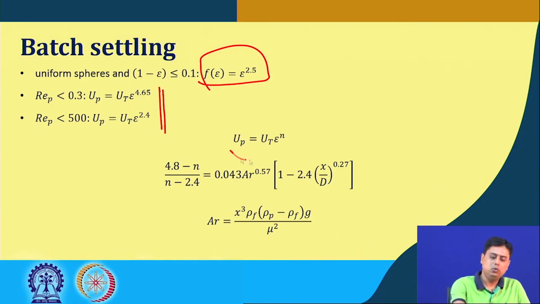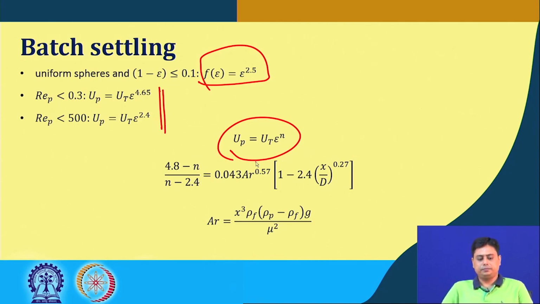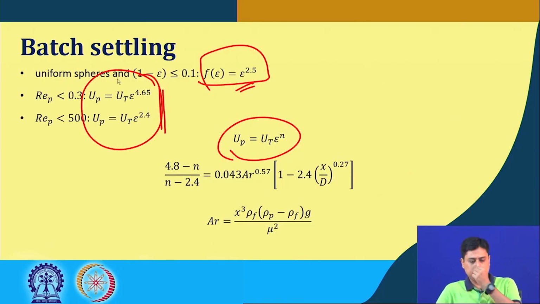In general, UP is basically UT multiplied by epsilon to the power n, because if you replace this expression in here, you basically get these UP relations. So, UP is basically UT multiplied by epsilon to the power n. We have also covered this expression by Khan and Richardson, that covers the entire range of Reynolds number and predicts the value of n, where x and d are the particle diameter and the vessel diameter, or the measuring cylinder diameter in this case.